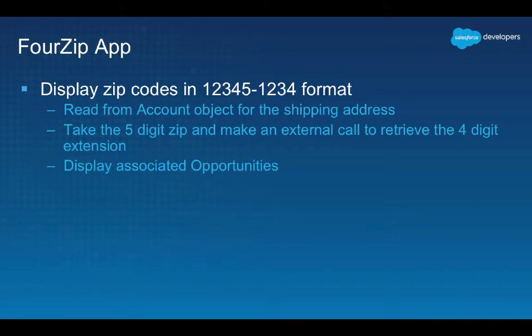So today we have a very simple application that we named ForZip. What it does is it'll take the 5-digit US zip code from accounts, in particular the shipping address, and we'll grab that 5-digit code, make an external call, and get the 4-digit extension. And also, the app itself is just one page. It's going to display the account, the opportunity, and annual revenue of the accounts.